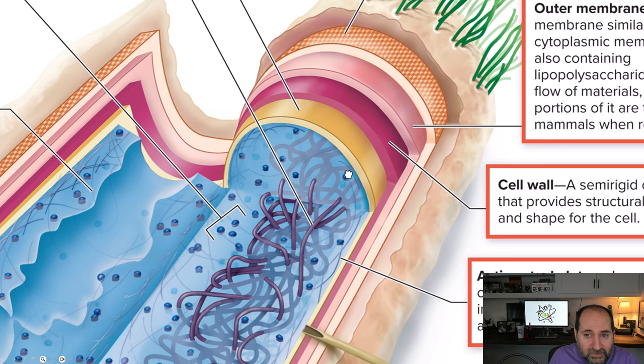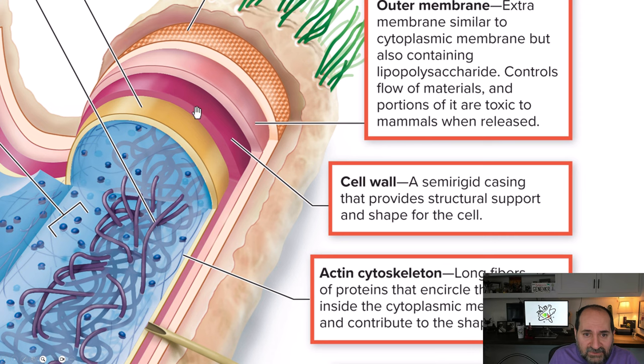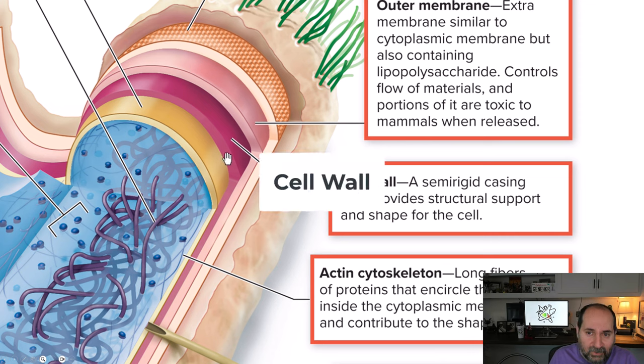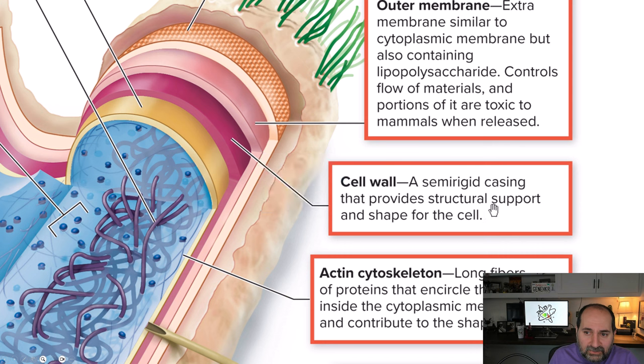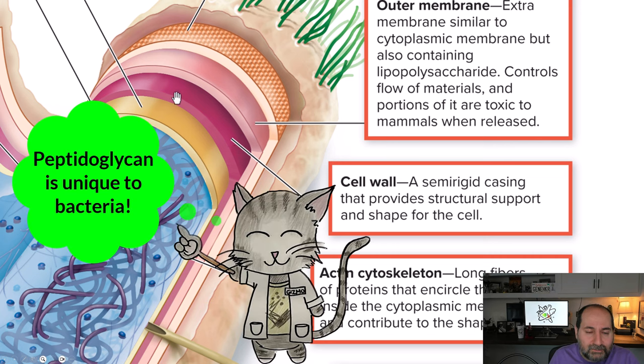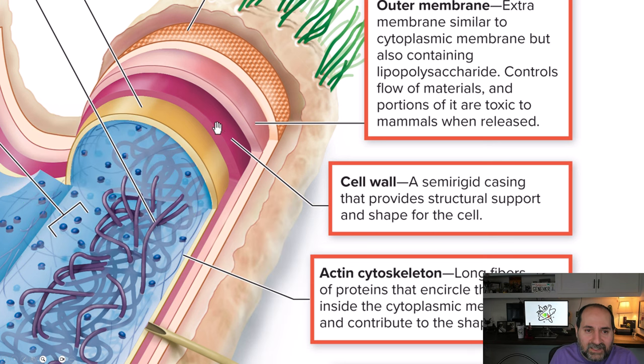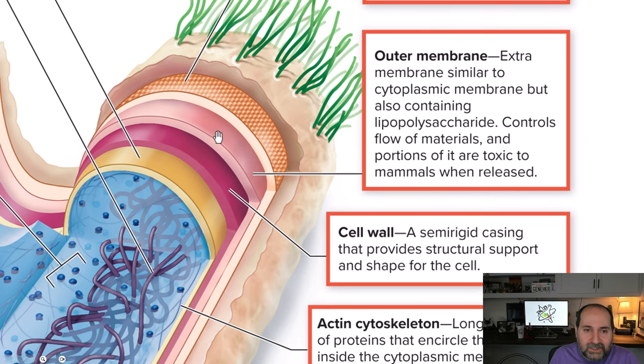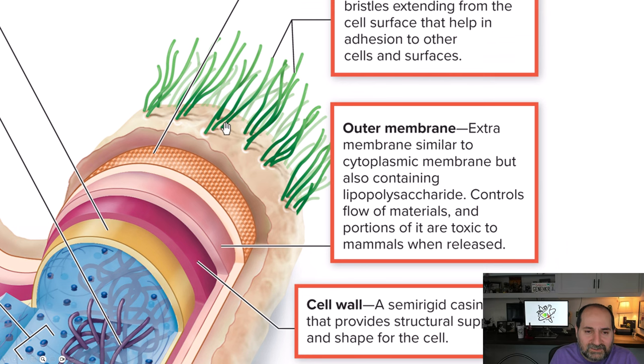But bacteria in particular, check this out, usually have a cell wall, a semi-rigid casing that provides structural support. That cell wall is made up of a component, which we're going to talk about in a little bit, called peptidoglycan. Peptidoglycan makes up the cell wall of bacteria, and by the way, peptidoglycan is unique to bacteria. That means only the domain bacteria have peptidoglycan cell walls. Then there could be additional layers, outer membranes, capsules, all kinds of stuff on the surface of the cell. We're going to talk about all these structures.